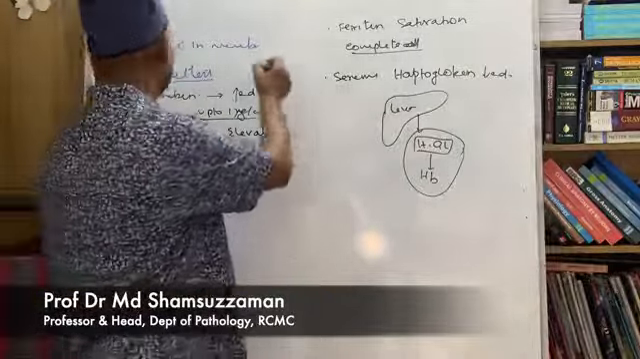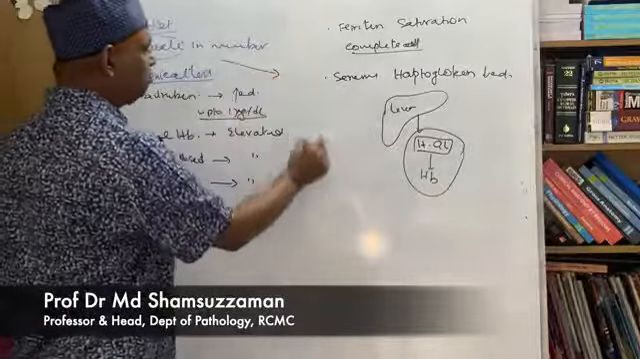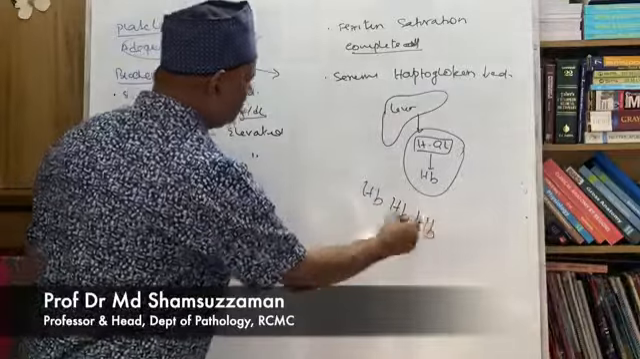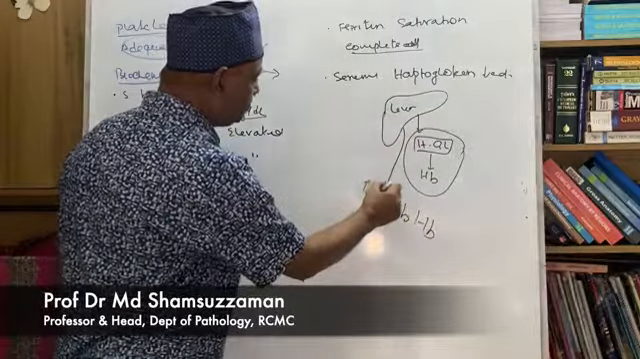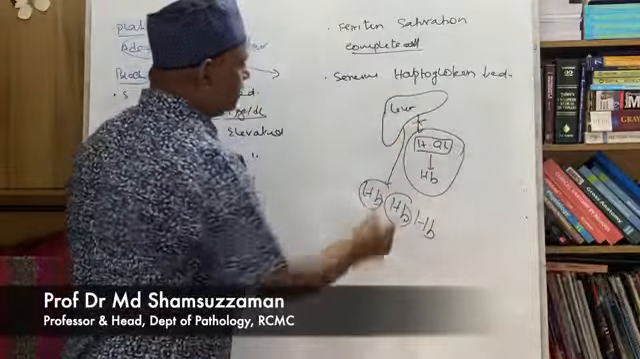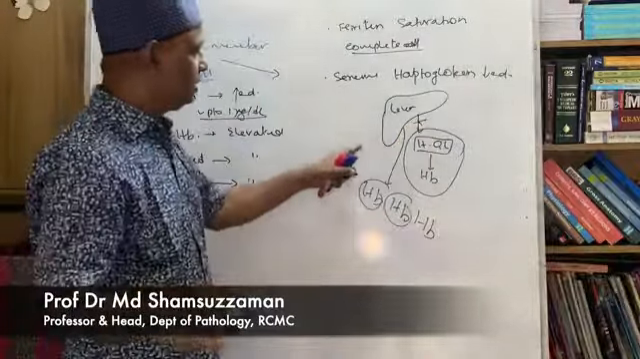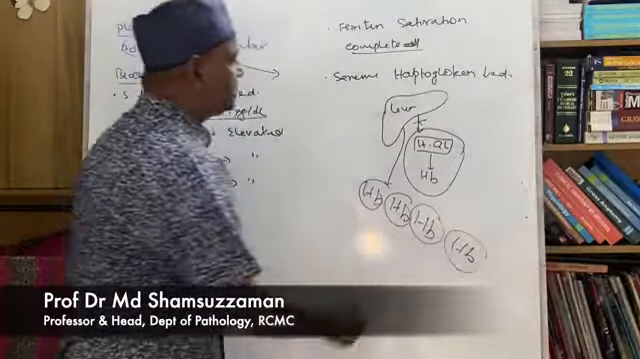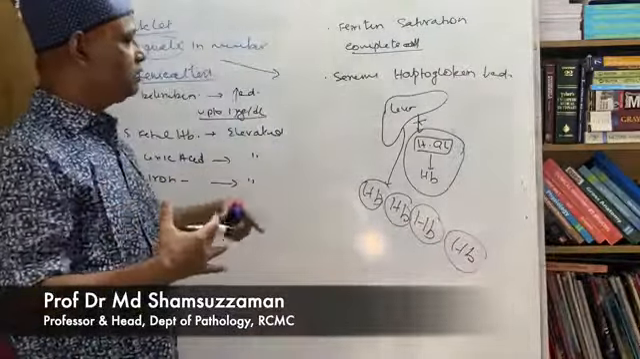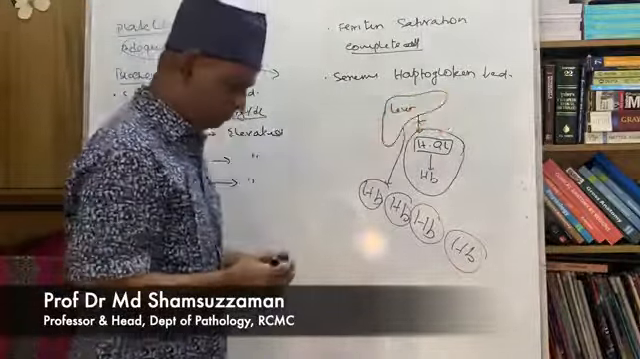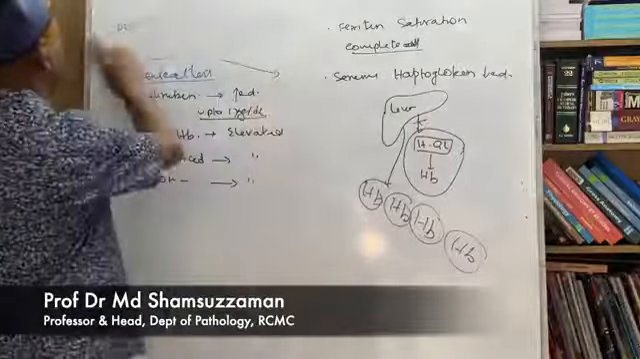But if there is hemolysis, more and more hemoglobin is released, and haptoglobin binds with the hemoglobin, and ultimately there will be no haptoglobin to bind the other hemoglobin. As there is no haptoglobin to bind the other hemoglobin, serum haptoglobin will be decreased.